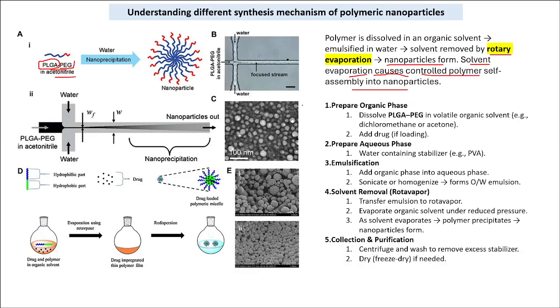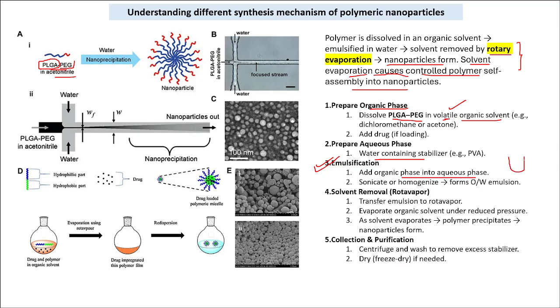How does this happen? First of all, an organic phase is prepared. We dissolve PLGA-PEG in a volatile organic solvent. Do remember volatile organic solvent, because we are following the rotary evaporation method. If you want, you can also add drug. Then prepare the aqueous phase, water containing stabilizer. Then we have to do emulsification. This is an important step. Add the organic phase into the aqueous phase.